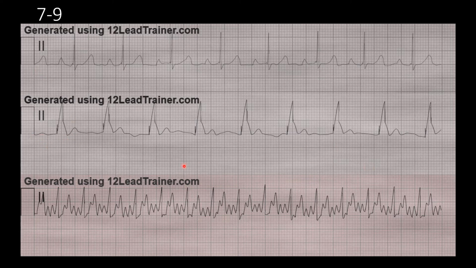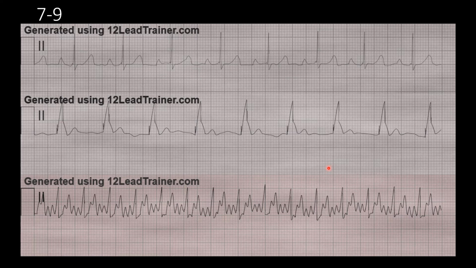Now with this one down here, we shouldn't really have to go through all the steps, because there should be something that stands out to you that makes you realize that all the steps aren't really necessary. But if you don't see that and you end up going through it anyway, we would determine that this is a regular rhythm. It's at a rate of about 80 to 90. We can't see any P waves really, so we can't get a PRI.